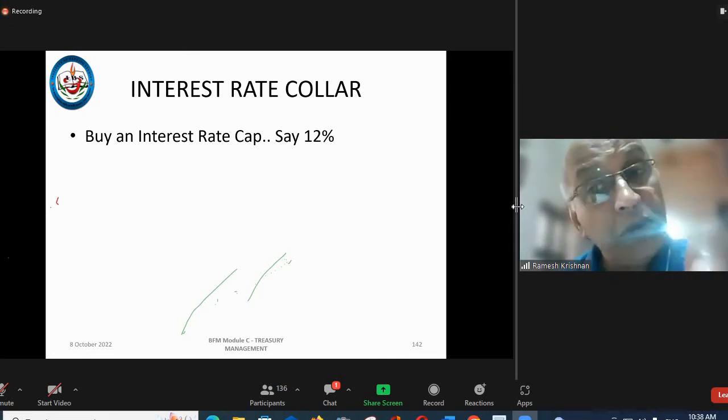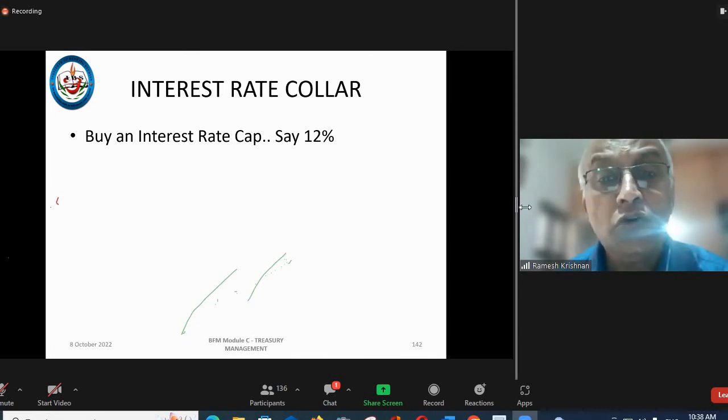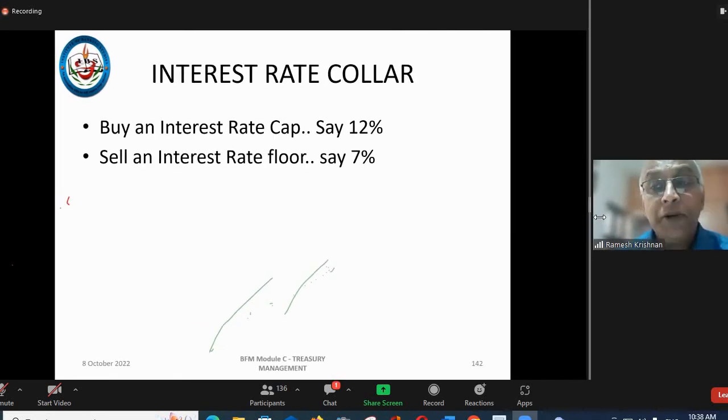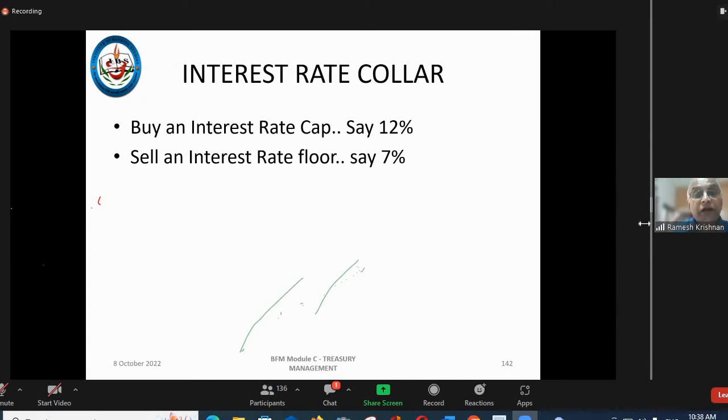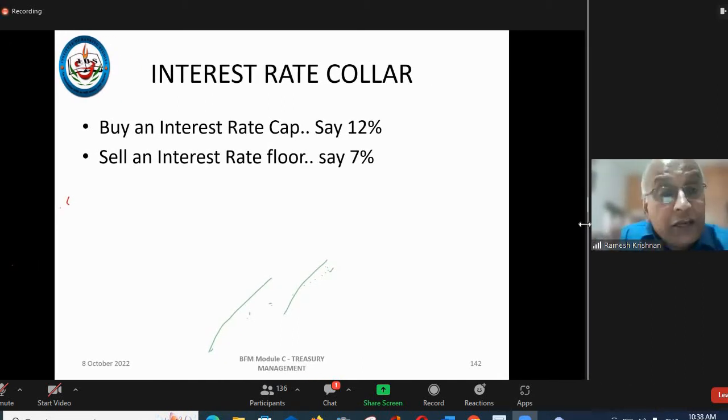Now for this you have to pay a premium. So how to protect my premium payment? Premium I have to pay cash, no? So as a banker with an investment portfolio that you want to protect, you can also sell an interest rate floor. So when you buy an interest rate cap, you pay a premium. When you sell an interest rate floor, you receive the premium. As a seller, any seller of an option is entitled to the premium.